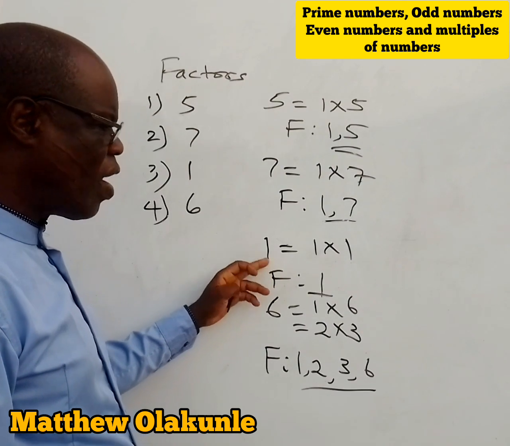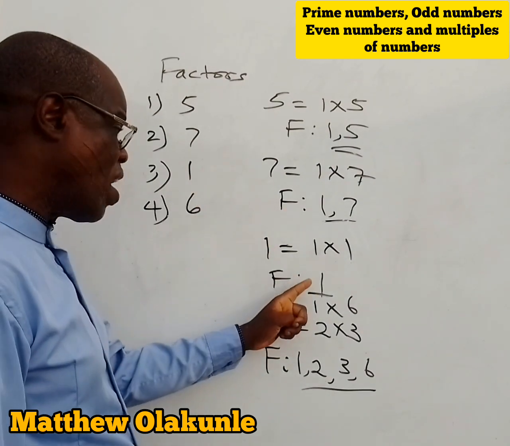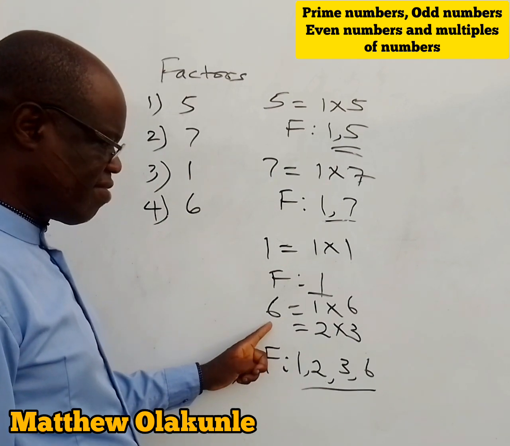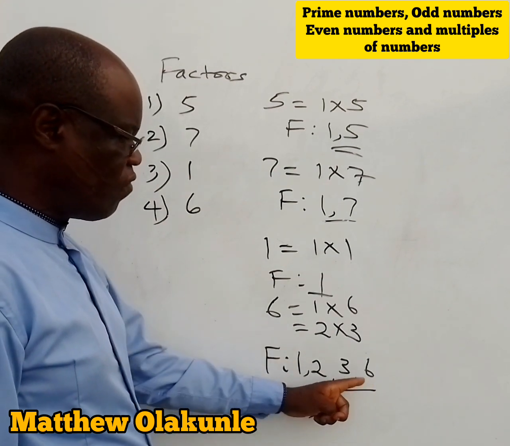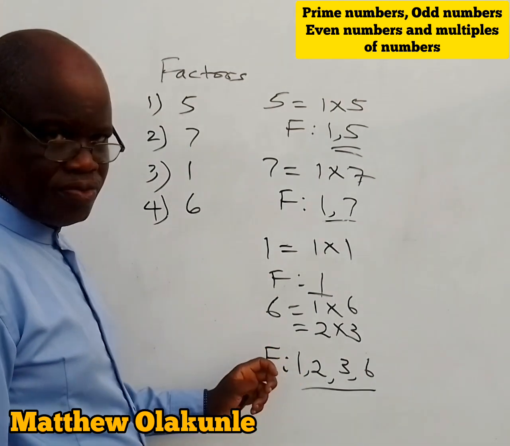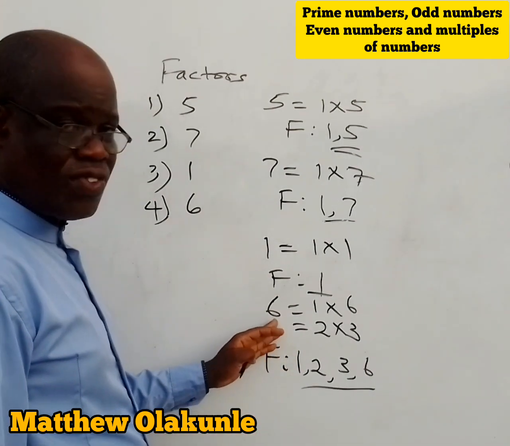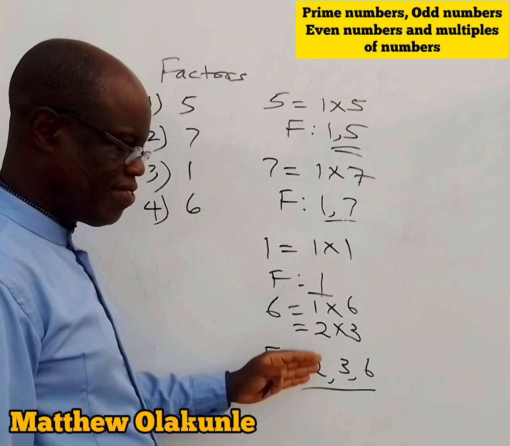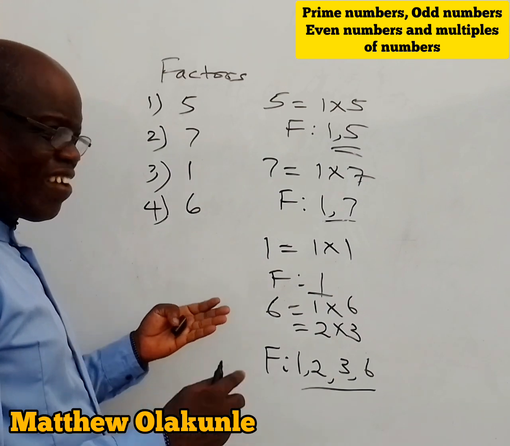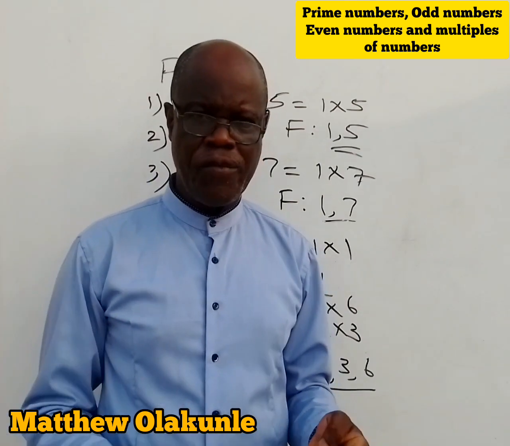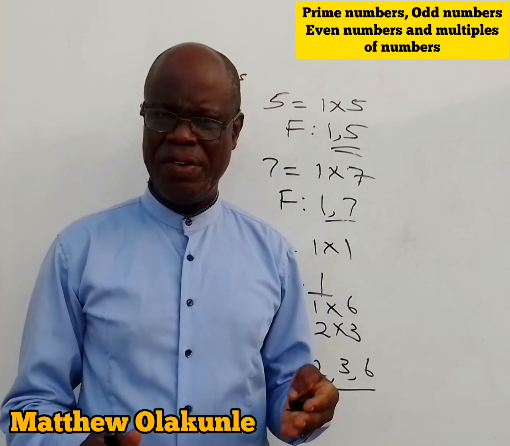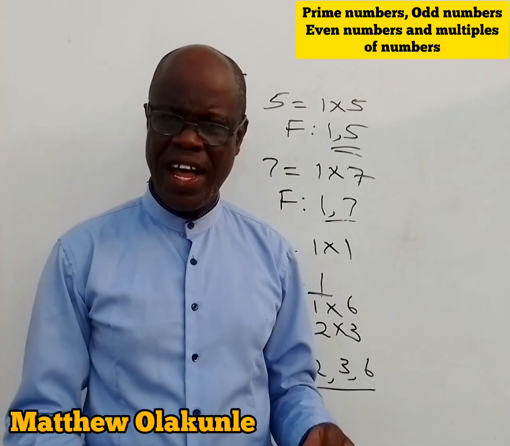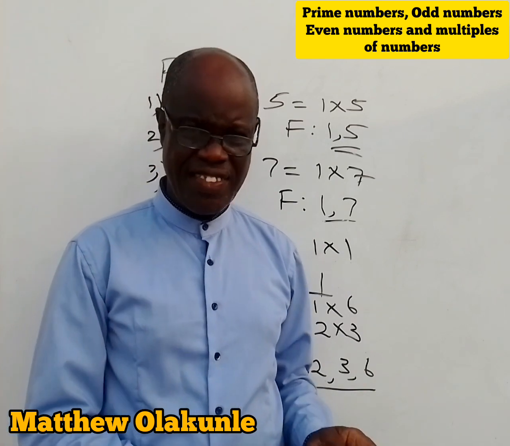Now let's look at 1. 1 has only one factor, which is 1 itself. So 1 is not a prime number. Look at 6. 6 has 1, 2, 3, 6, 4 factors. Therefore, 6 is not a prime number because a prime number must have only two factors, 1 and itself. So it is now right for us to say that prime numbers are those numbers that have only two factors, 1 and themselves. So that is the definition.